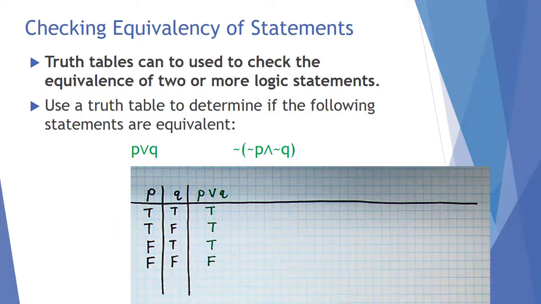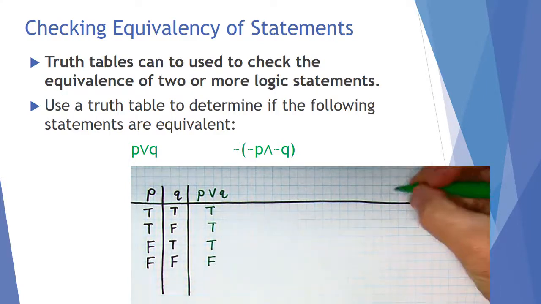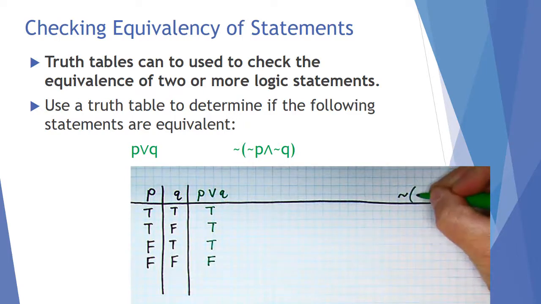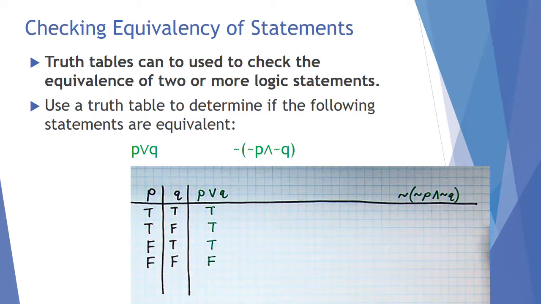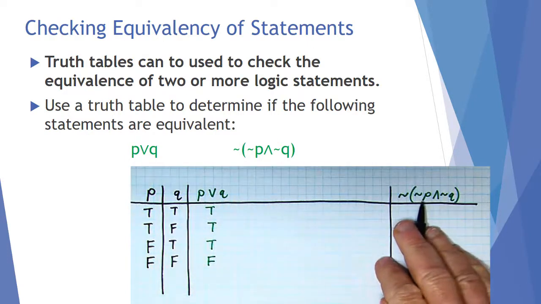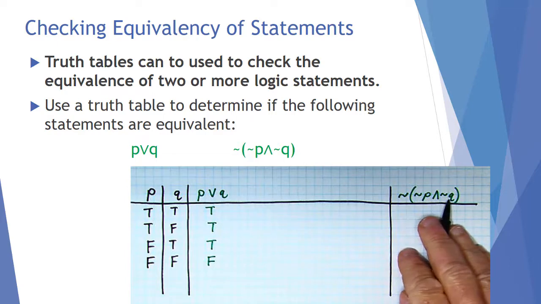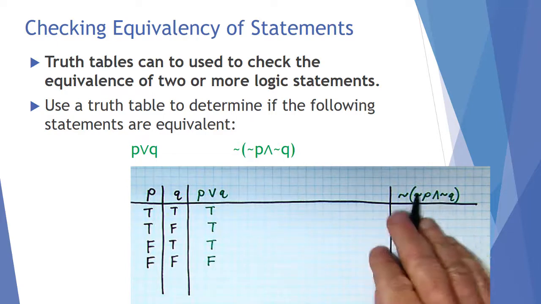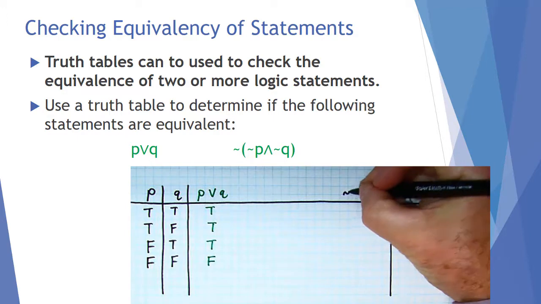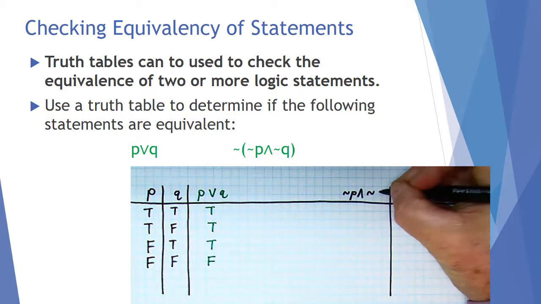Now, we need to check our other logic statement as well. So let's build that one. That one's going to take a little bit more work. I'm going to move it way over to the right. We want to build the negation of P and the negation of Q. So before we can build that, we need to build what the prior statement is, not P and not Q.